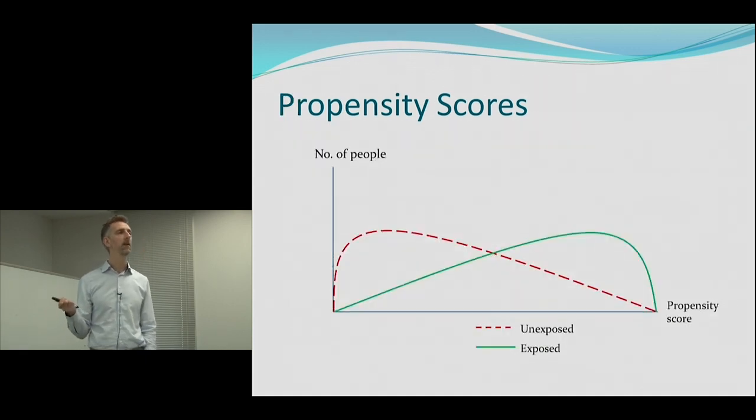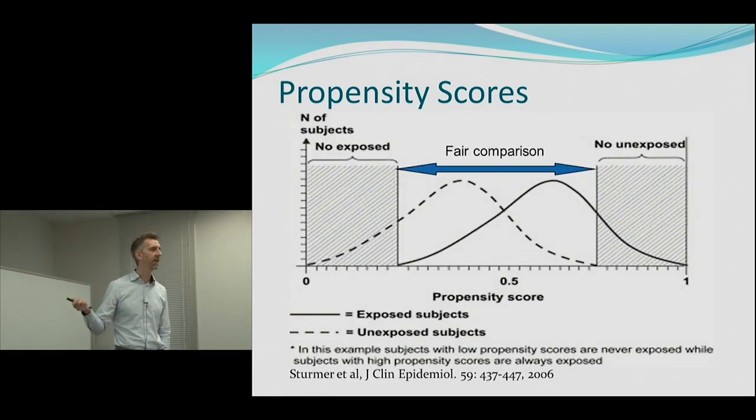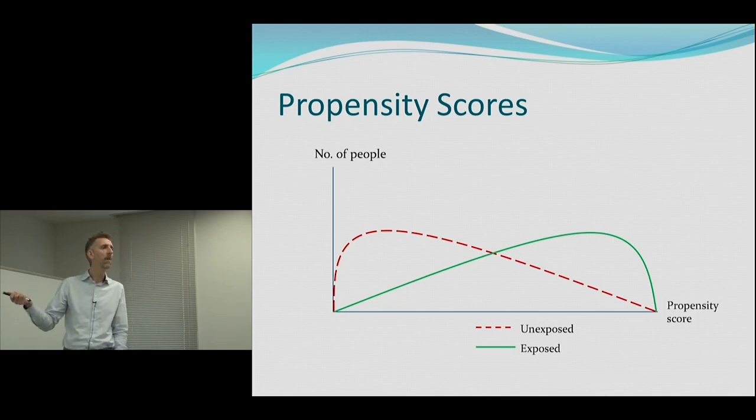Now in reality, the distribution rarely looks quite as nice as this. Even this is quite nice. It may look a bit more like this, where you've got a full range of scores in both the exposed and the unexposed, but you've got a definite tail off amongst the exposed at the lower end and amongst the unexposed at the higher end. Okay, this is probably more like the reality.